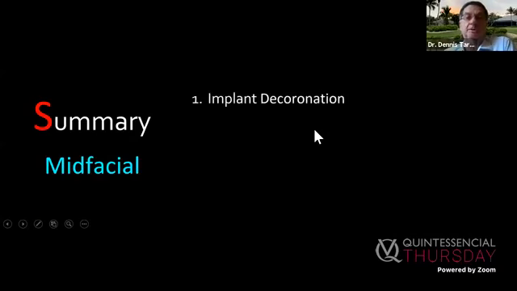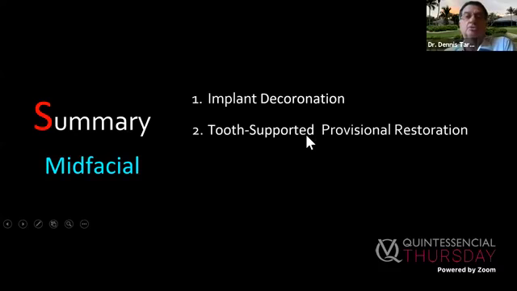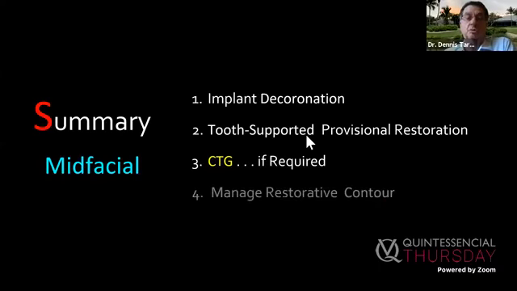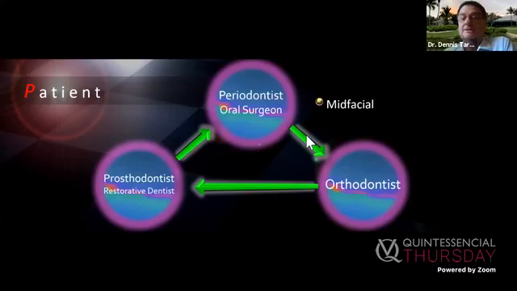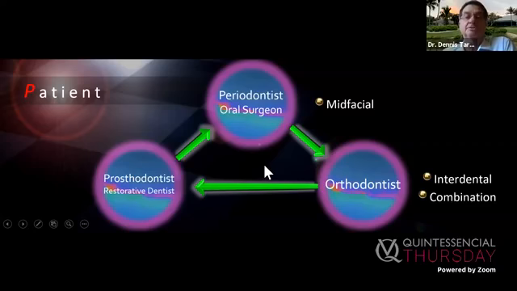So midfacial implant decoronation to me is the key. Okay, get some extra tissue, tooth-supported provisional restoration. Connective tissue graft is usually required, of course. Manage the restorative contour with your provisional. And now the last case I want to show is bring in the orthodontist. Right? I've shown you midfacial right now. When I have the papilla missing, we got to go further. The interdental problem and the combination defects.